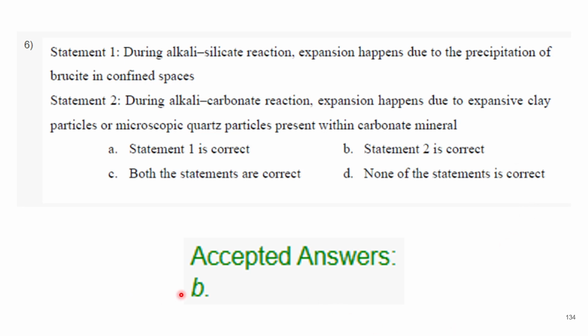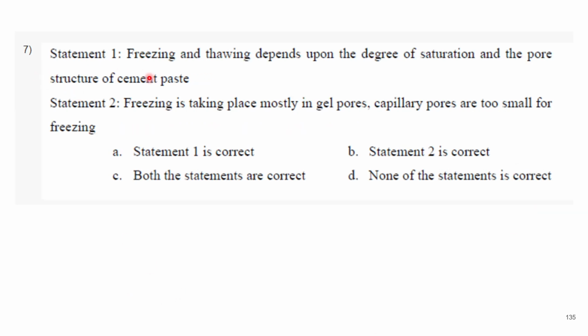Okay, so this is the correct answer. Seventh question. Statement 1: Freezing and thawing depends upon the degree of saturation and the pore structure of cement paste. Statement 2: Freezing is taking place mostly in gel pores. Capillary pores are too small for freezing. So which is correct? 1 is correct, 2 is correct, all correct, or no correct?